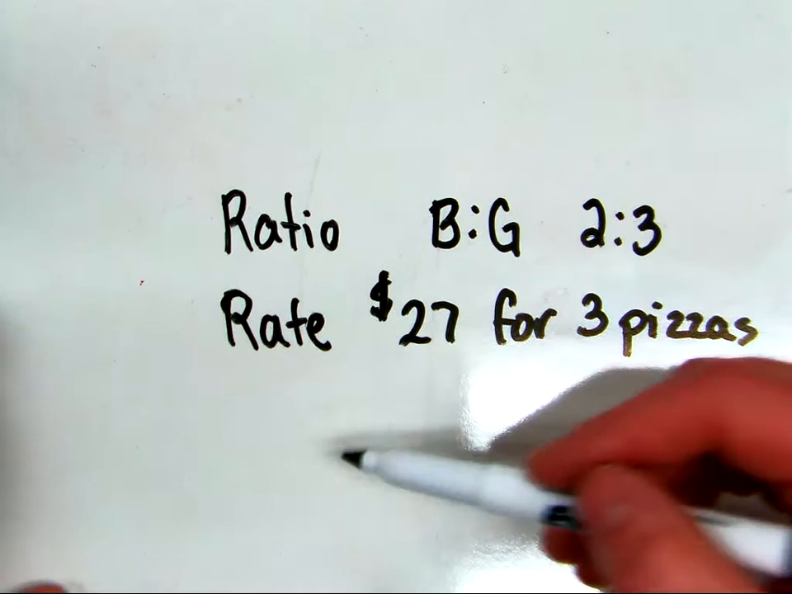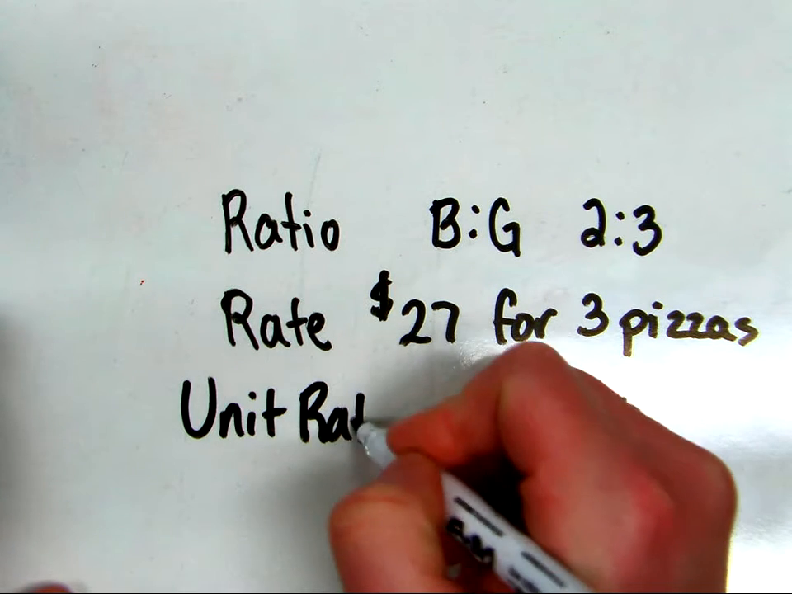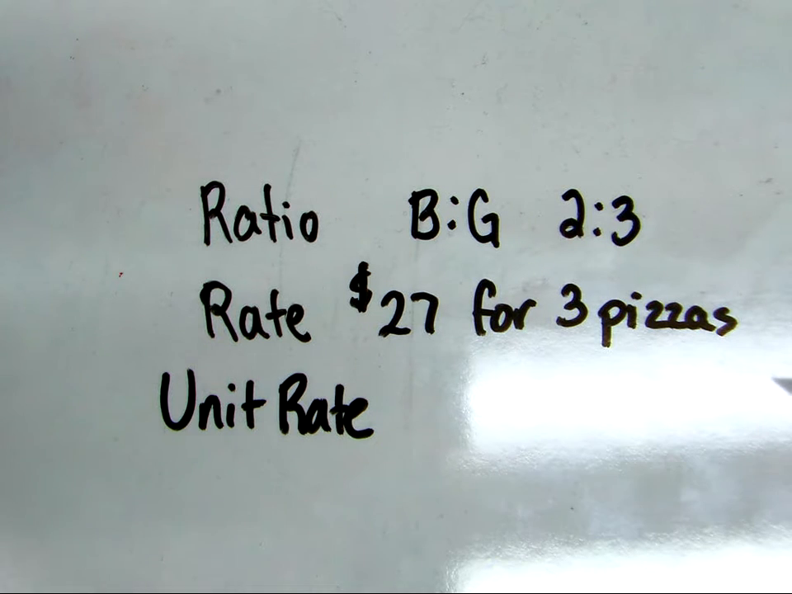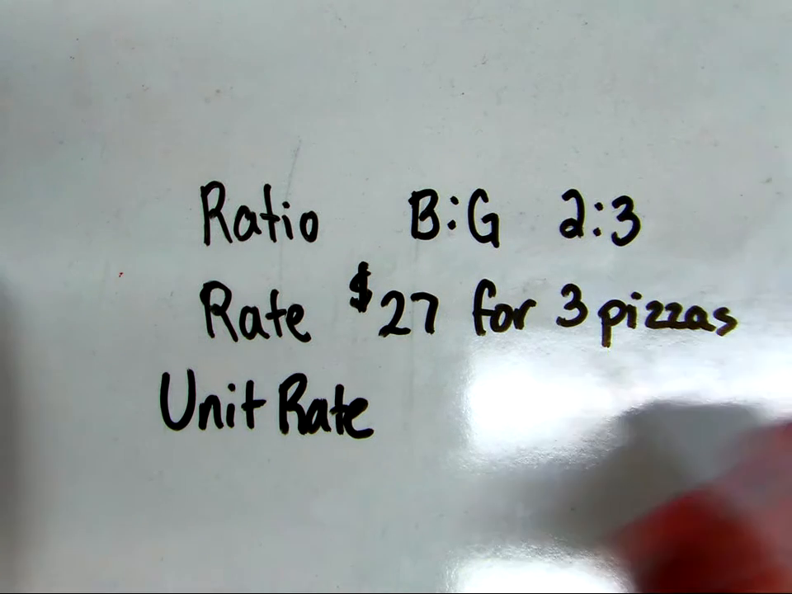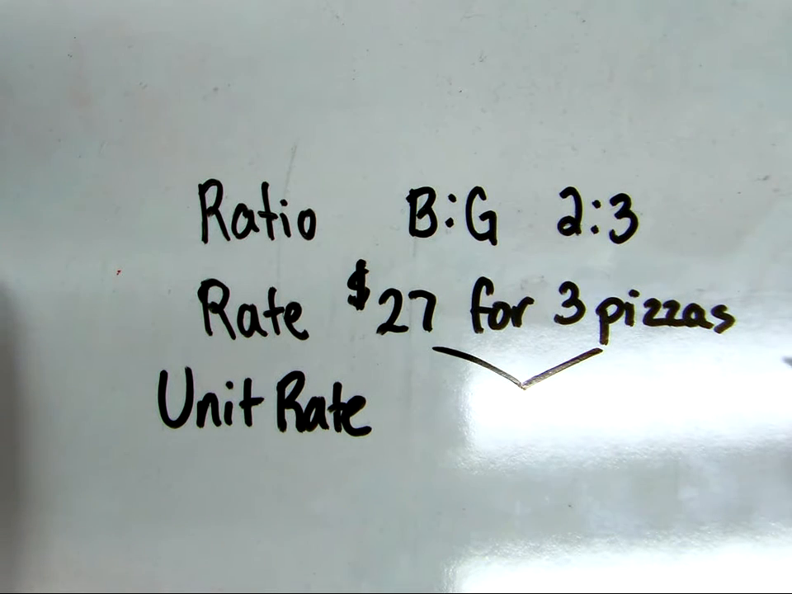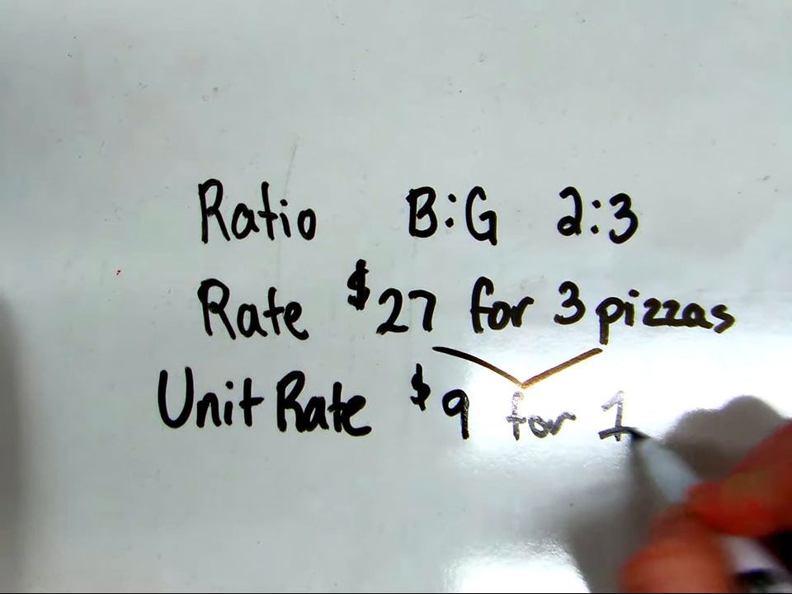And then the next part of rate is what we call a unit rate. And a unit rate is going to be the rate for 1 unit, okay? Or one of the units is 1, okay? So if I use the same rate from before, if it's $27 for 3 pizzas, how much is it going to be for 1 pizza? That is the unit rate.